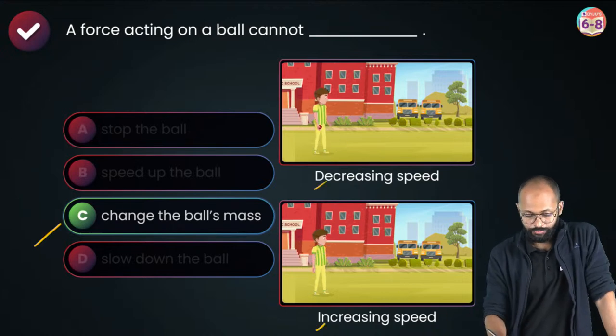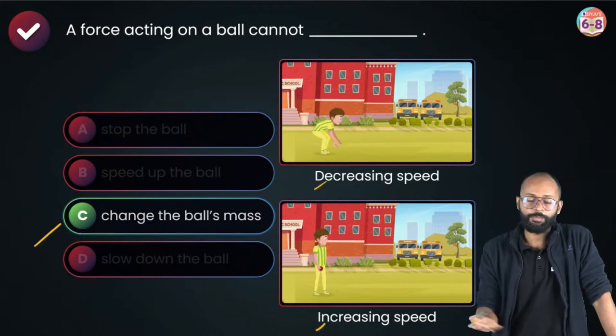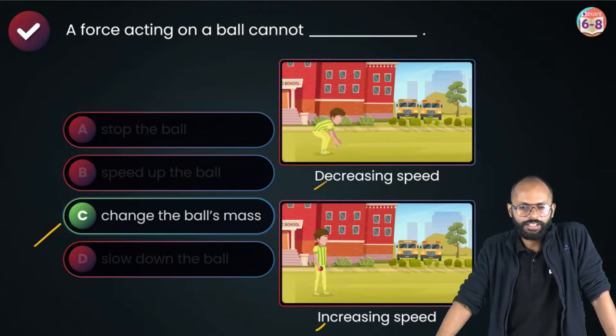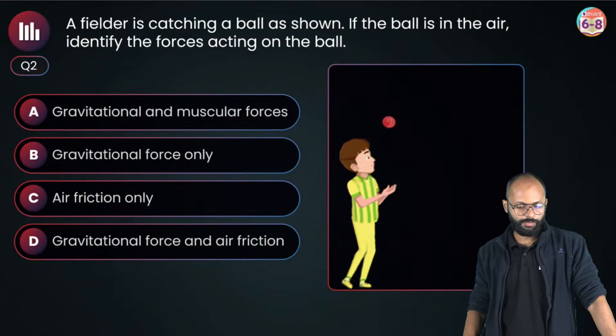Ab speed change kar sakte ho. Ab direction change kar sakte ho. You can change the shape also. But not the mass. Clear? Yes. Very good. Not change in mass.